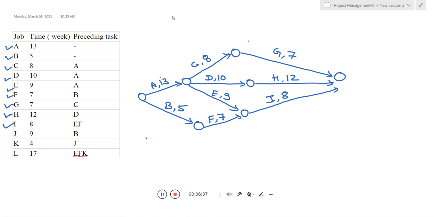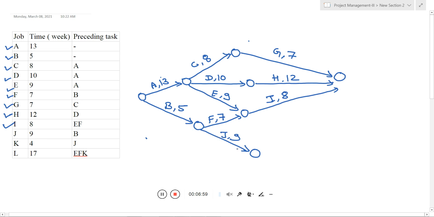The next activity is J. For activity J, B is the preceding relationship, which means B must be completed, then you can start activity J. So here B is completed, now you can start activity J. And what is the time duration needed? That is 9.